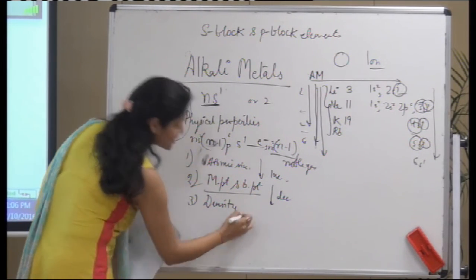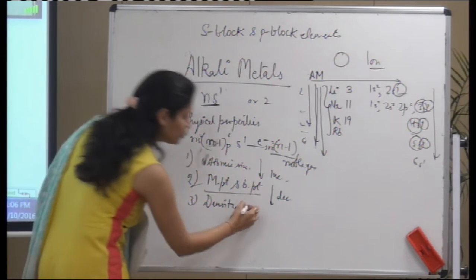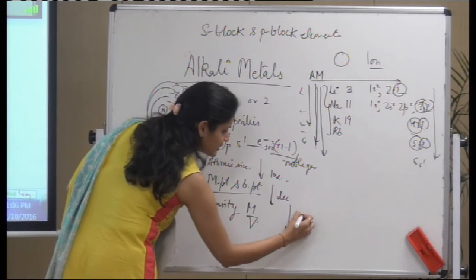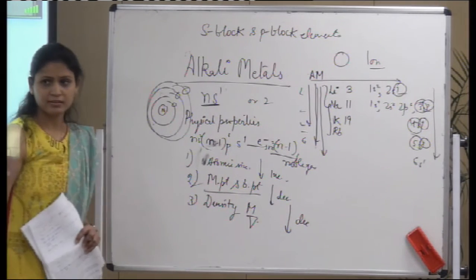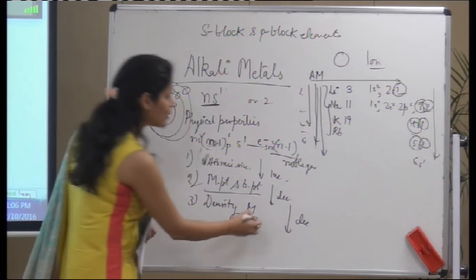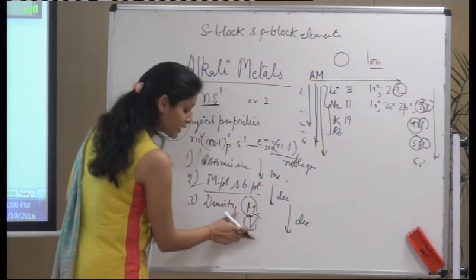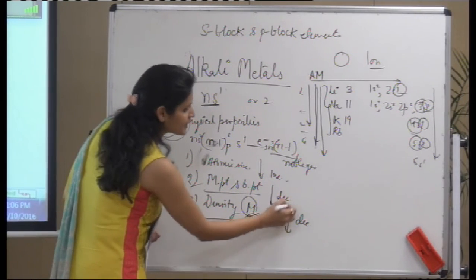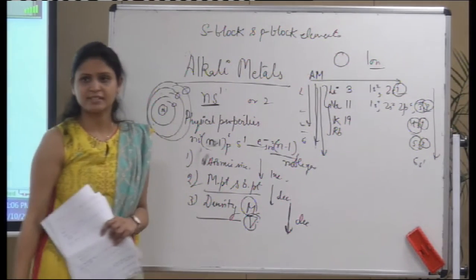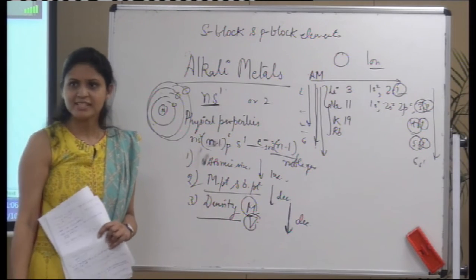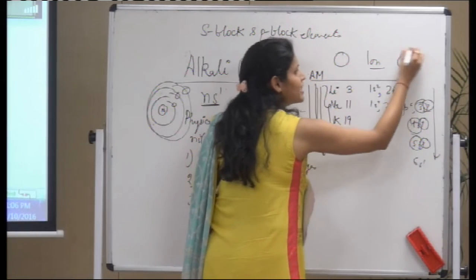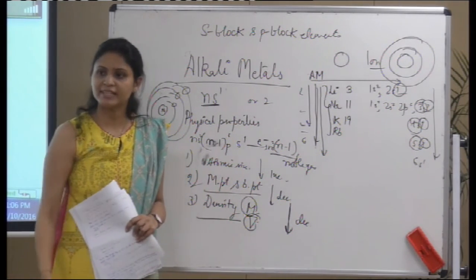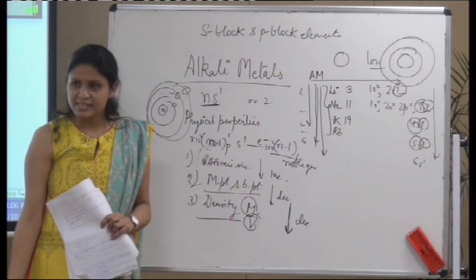Then the other property is density. What is density? Density is mass over volume. So if I am saying that down the group the density decreases, what does it imply? It means either the volume is increasing or the mass is decreasing. That means the volume increases, because each time an additional shell is being added to the atom. That is why the density decreases down the group.